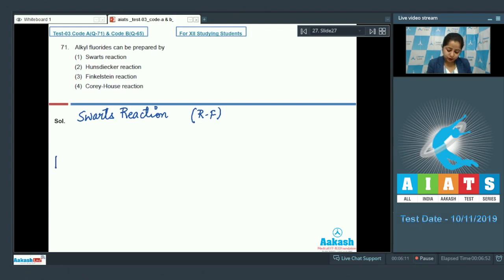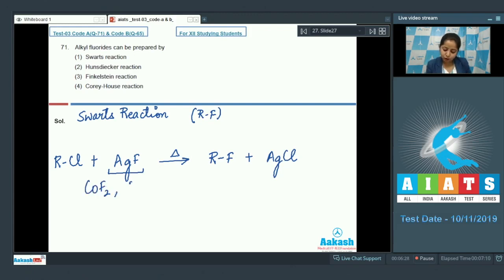In this reaction, alkyl chlorides or alkyl bromides react with metallic fluorides to give alkyl fluoride and AgCl. Class, in the place of AgF, we can also use CoF2, or SbF3, or Hg2F2. Schwarz reaction is an example of halogen exchange reaction in which chloride or bromide are substituted by fluorides. So, the correct answer for this question is option number 1.